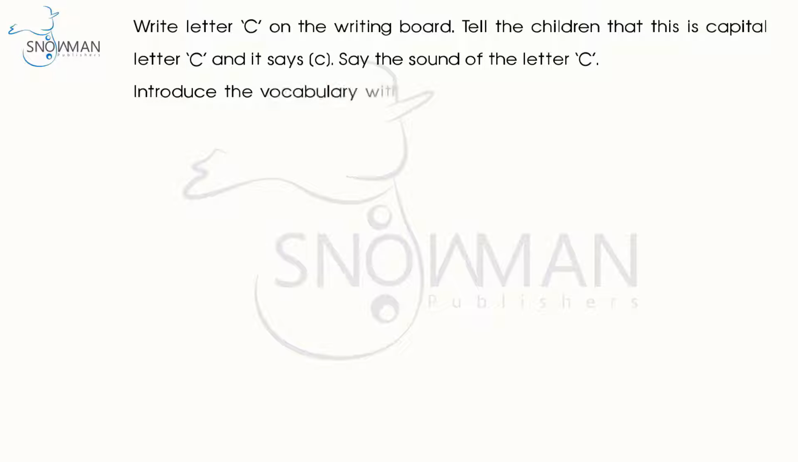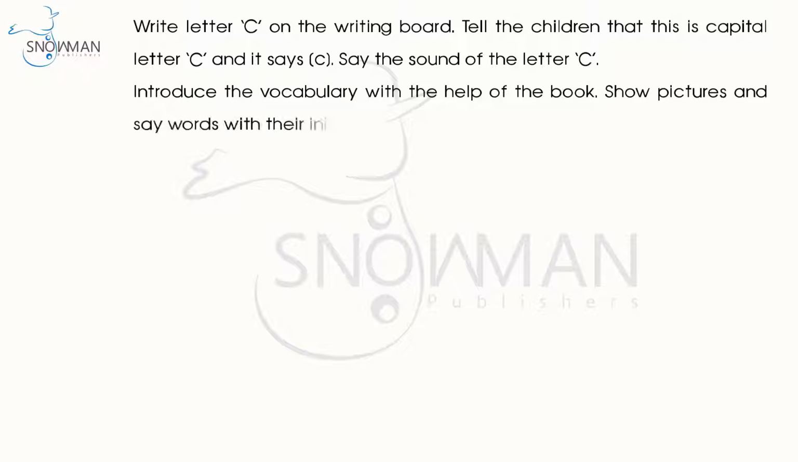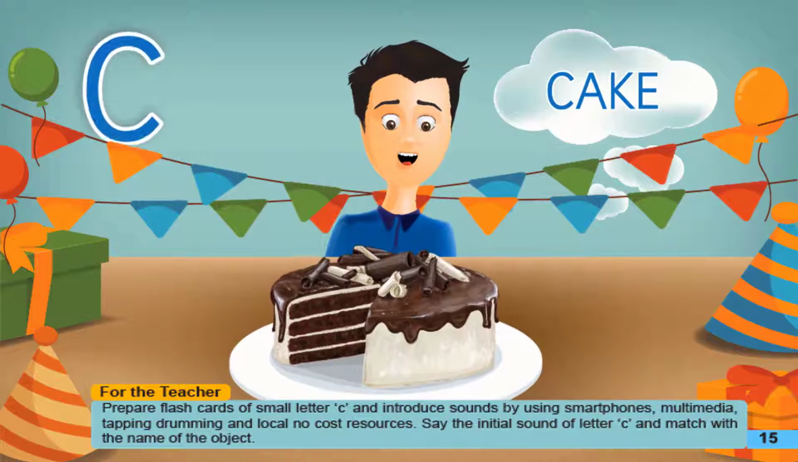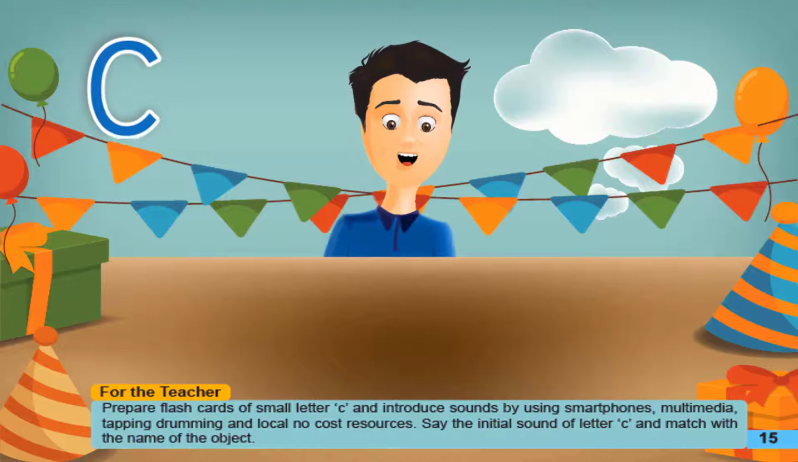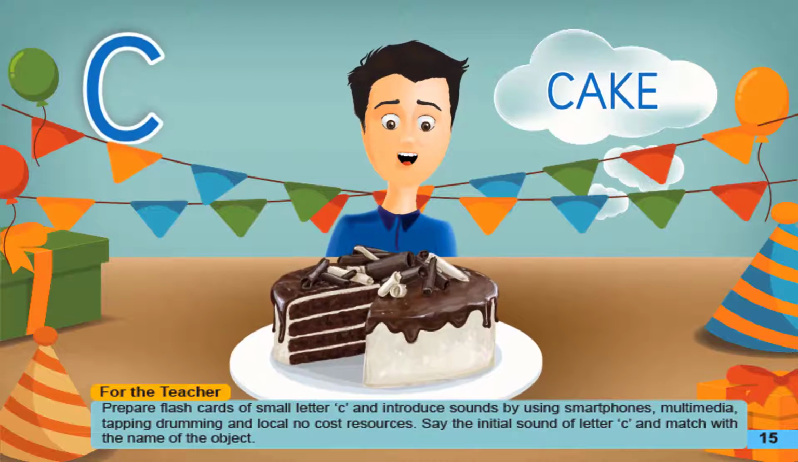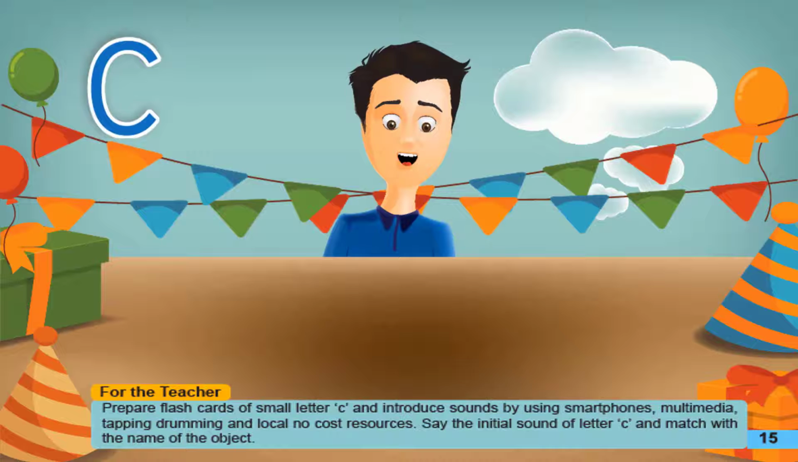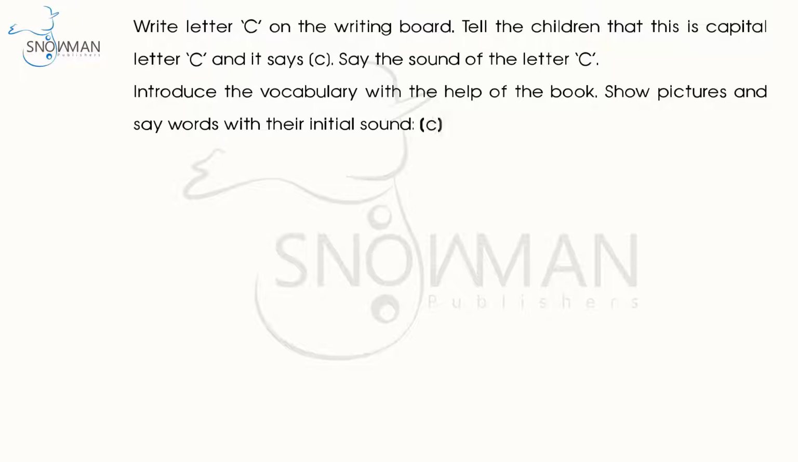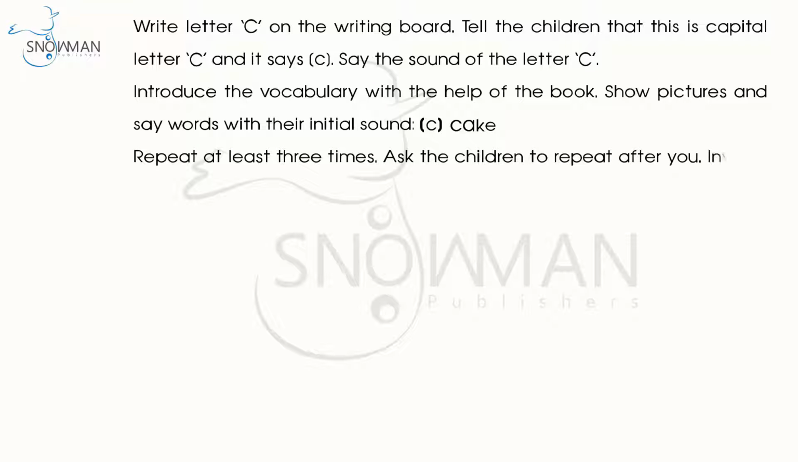Introduce the vocabulary with the help of the book. Show pictures and say words in their initial sound. C, K, cake. Repeat at least 3 times. Ask the children to repeat after you. Involve the class in this process.